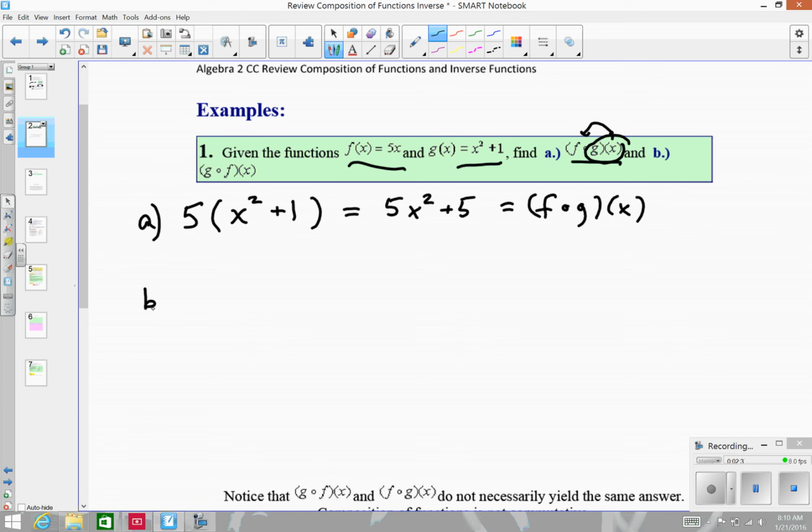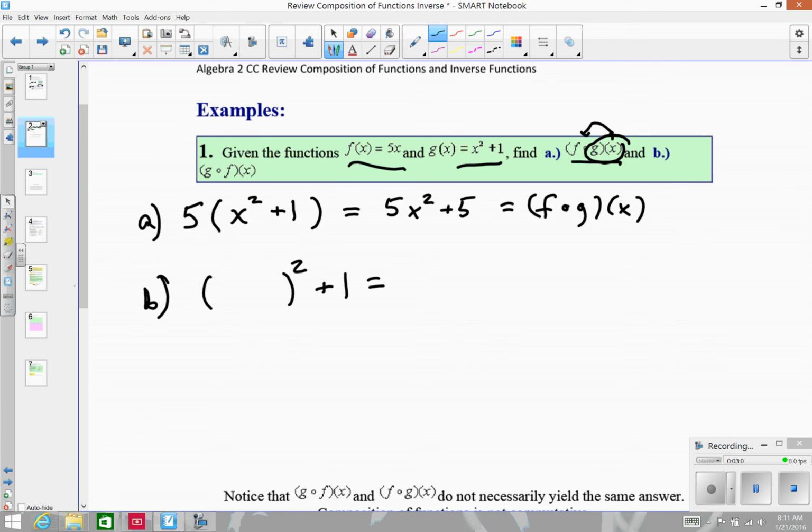So for part B, I'm going to take the f function, and anywhere there's an x in my g function, I'm going to replace it with the f of x function. So if I start to write down my g of x function, I have x squared, so I'm going to give myself parentheses for the x, because I'm going to replace it with something else. Then I'm going to square it and add 1.